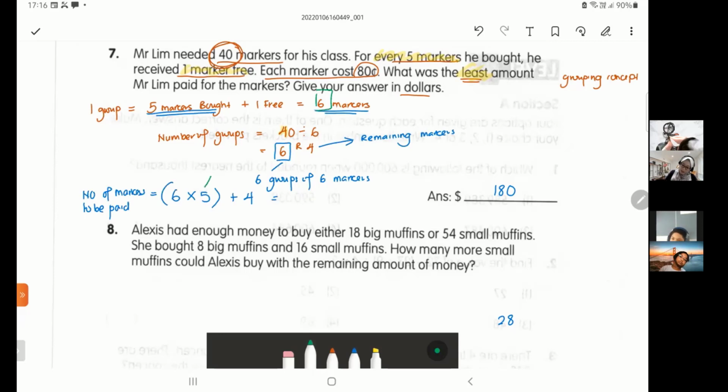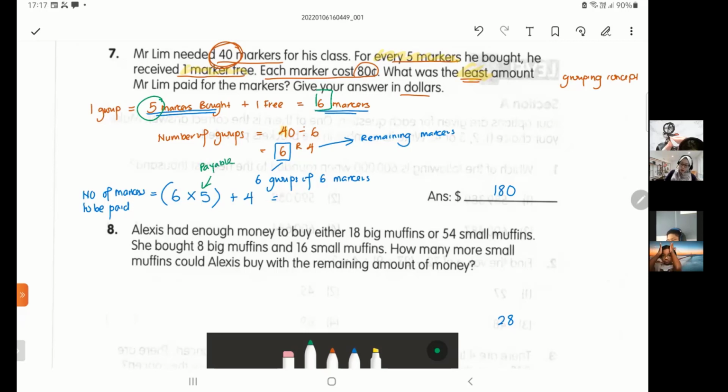Why don't I take 6 times 6? Because only 5 markers is payable. The others, the one more, the 1 free marker is free, don't need to pay. So I'm only paying for 5 markers. So that's why I put there 5. This is payable markers, all right?